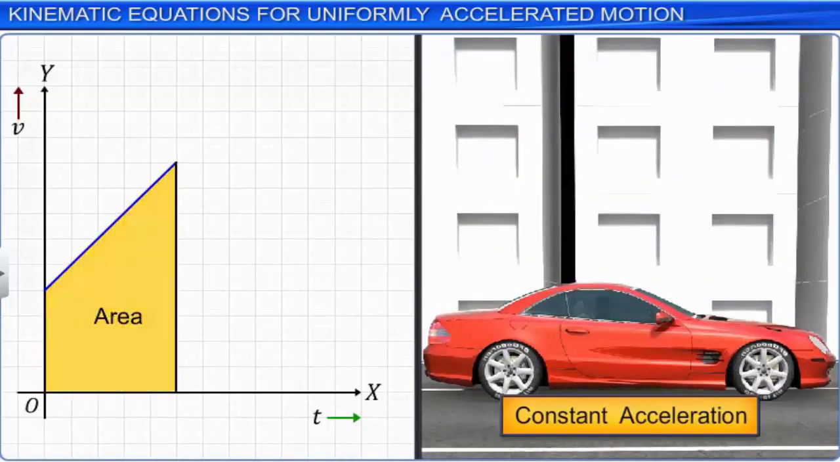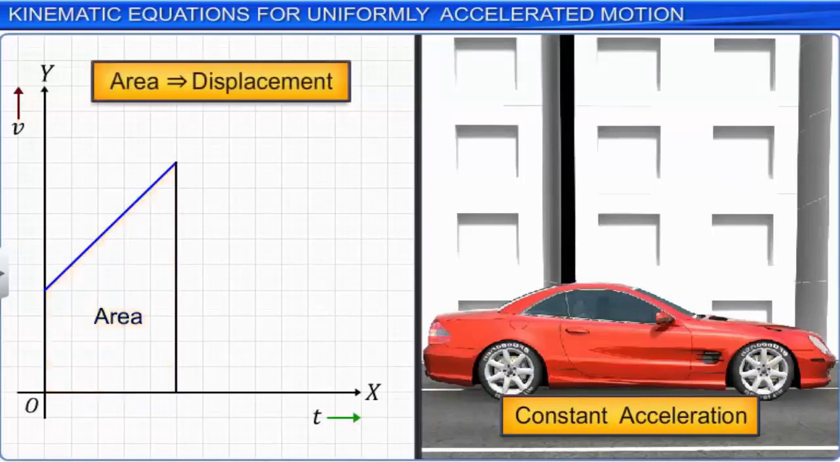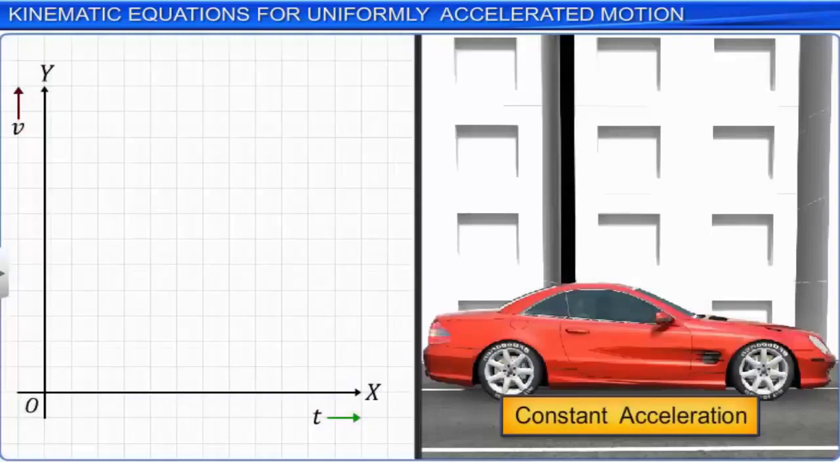There are three important kinematic equations for uniformly accelerated motion. Let us derive these equations one at a time. The first equation is the relation between initial velocity, v naught, final velocity, v, uniform acceleration, a, and time t.